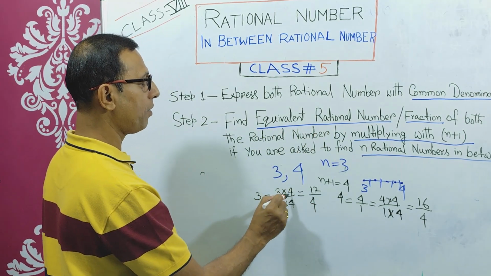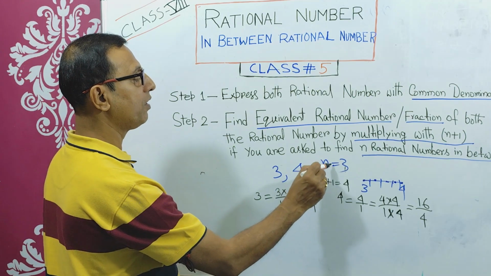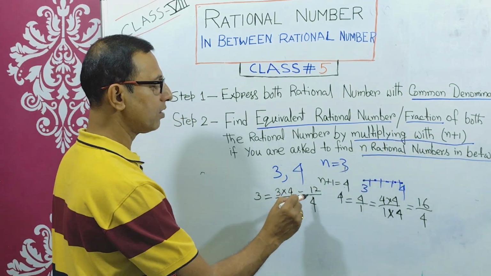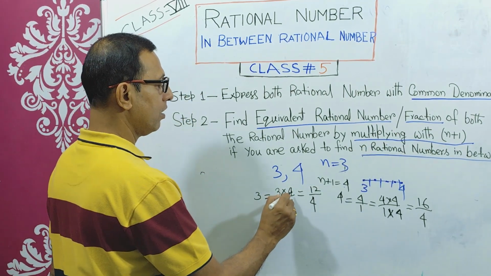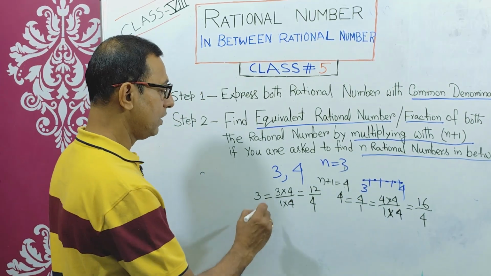and you have multiplied with 4, where n equals 3, therefore n plus 1 equals 4. You need to multiply with that many number. So 12 by 4 and 16 by 4. These are the 2 points.